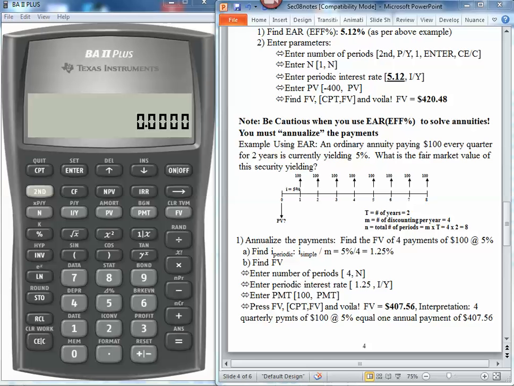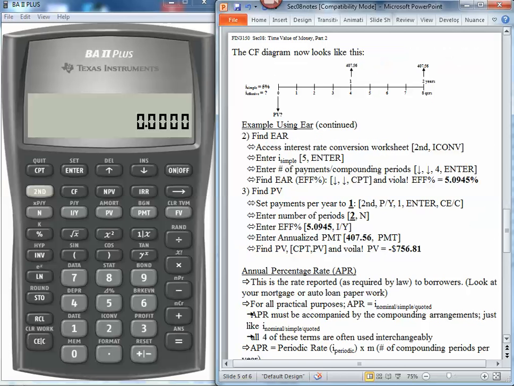Basically, in summary, we would first find the future value of 4 payments per year, and the future value is this annualized payment. So 4 equal payments of $100 is equivalent to $477.56. We could then effectively change the timeline here. Rather than having 4 quarterly payments, we have 2 annual payments.